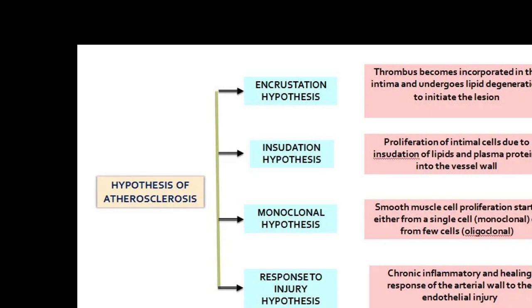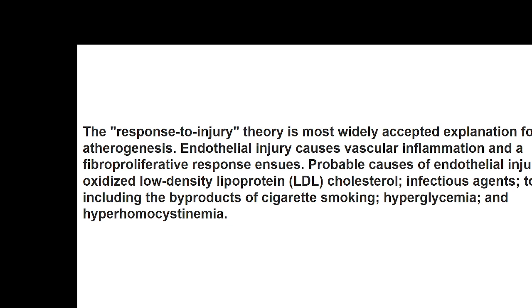The other hypotheses, like the thrombus, a clot which is formed within, may result in a degeneration of the intima. Or insulation, where the cells of tunica intima tend to grow abnormally, and they may result in accumulation of the lipids and the proteins over there. Monoclonal theory is where an abnormal cell is produced from the time of the progression of the division. The response to injury is the most widely accepted explanation of atherogenesis now.